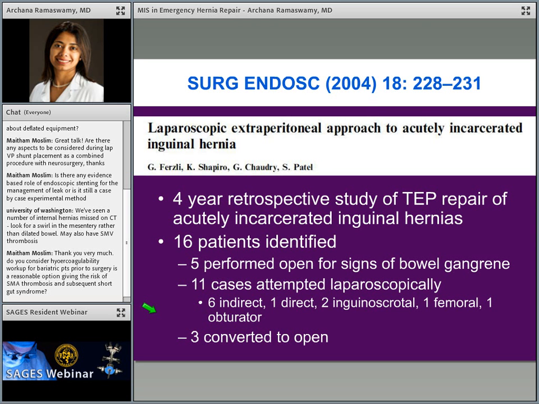This is another small series which looked at incarcerated ventral hernias of 25 patients. They had a small amount of intraoperative complications, including bowel injury and some venous bleeding from a patient with portal hypertension, and few postoperative complications. This is looking at when we have reduction of these hernias in these patients, where you can always consider laparoscopy to make sure and then decide if you want to place mesh or not.